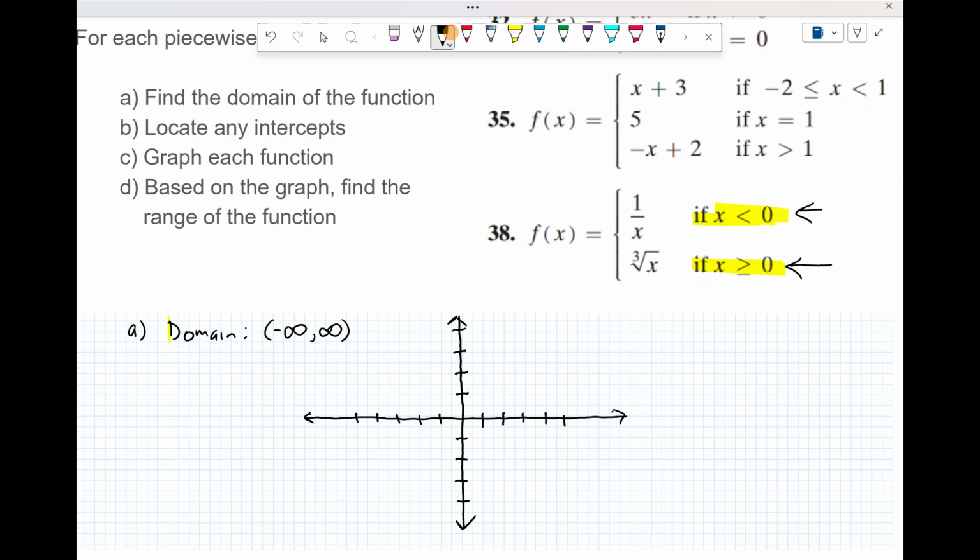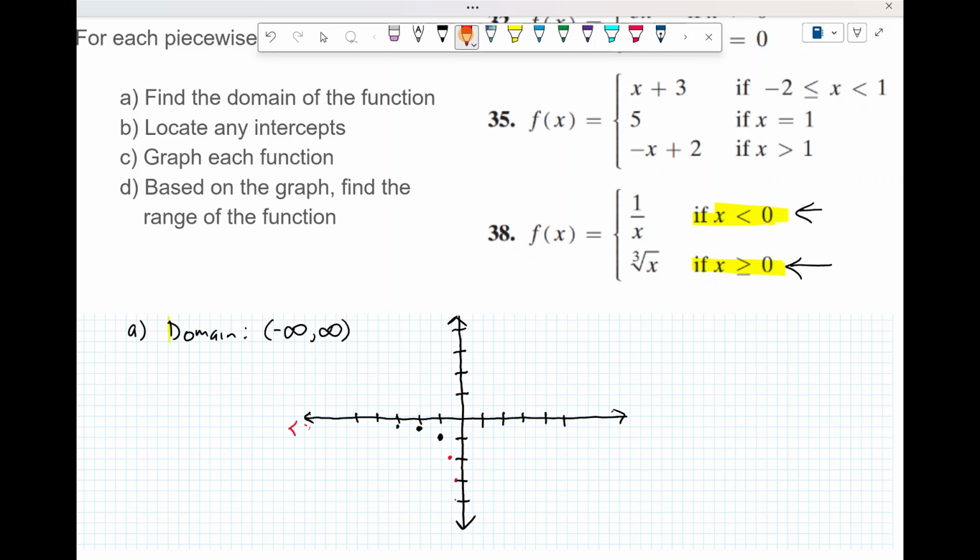All right, when x is less than 0, then we do 1 divided by x. And so 1 divided by -1, for example, would be right here. 1 divided by -2, that's going to be -1/2. 1 divided by -3, that's going to be -1/3. And 1 divided by -1/2 will actually be -2, so that goes here.